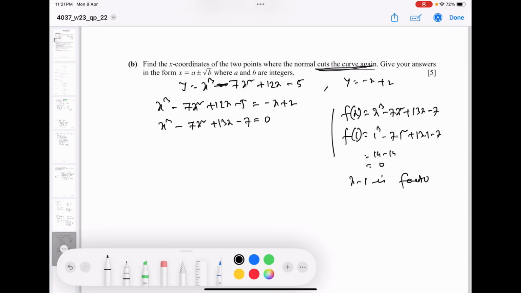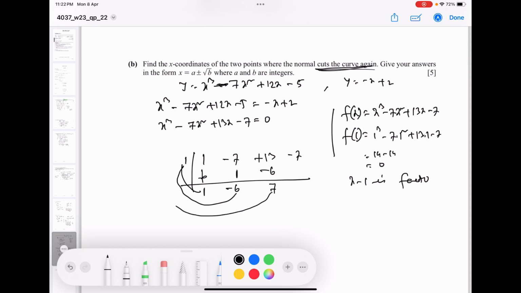Now, since after substituting x equals 1 it becomes 0, let me write here 1, and this 1 as it is: 1 times 1 is 1; minus 7 plus 1 is minus 6; then 13 minus 6 is 7. If I multiply 7 by 1, it is 7, so the remainder is 0.